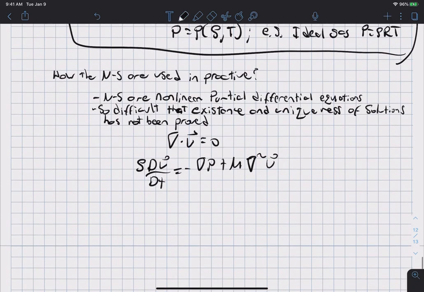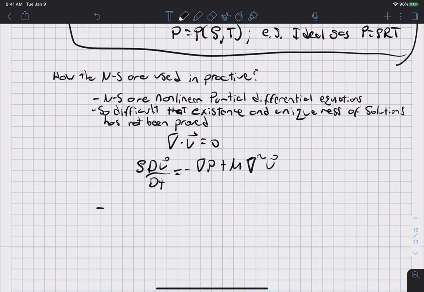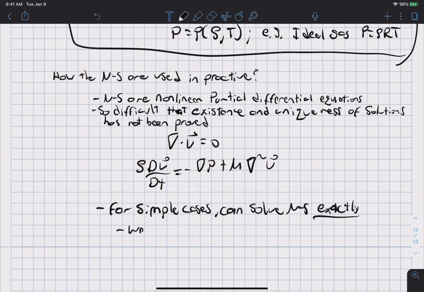Okay, and there are exact solutions to it for very simple cases. You can solve the Navier-Stokes equations exactly. And we will do this for a simple case in Chapter 8. And that involves pipe flow.